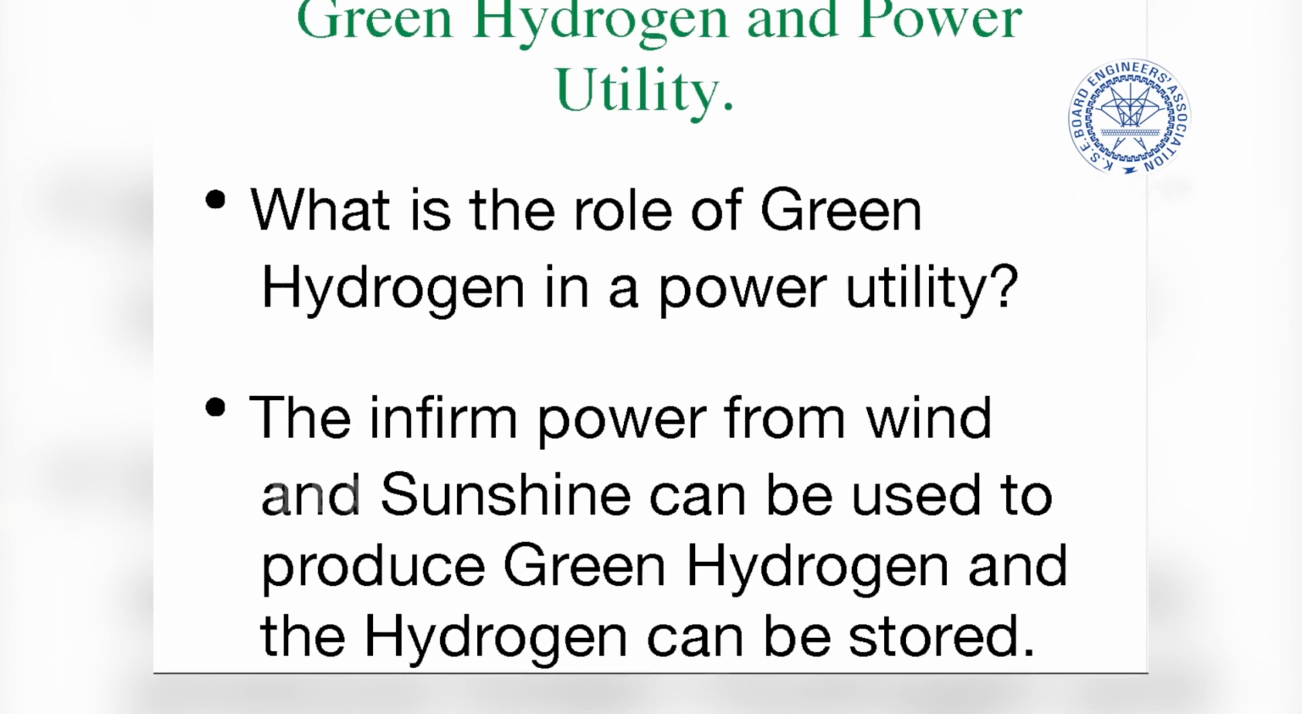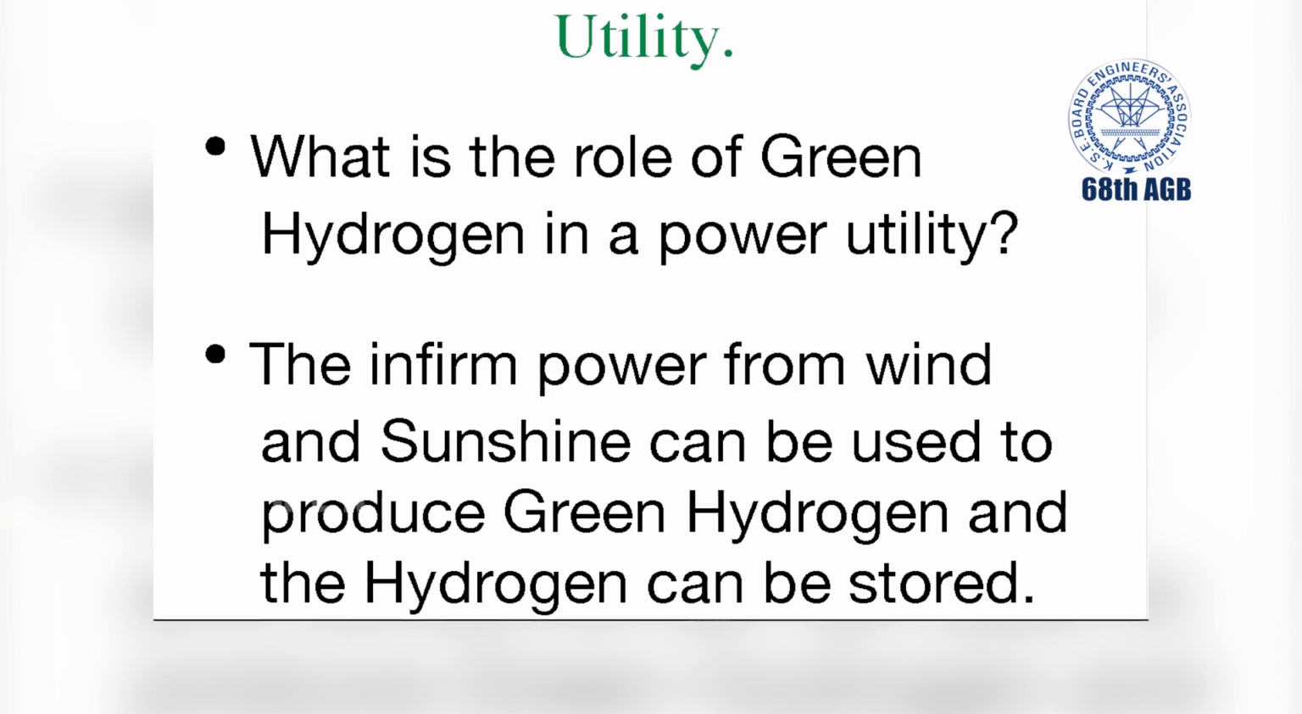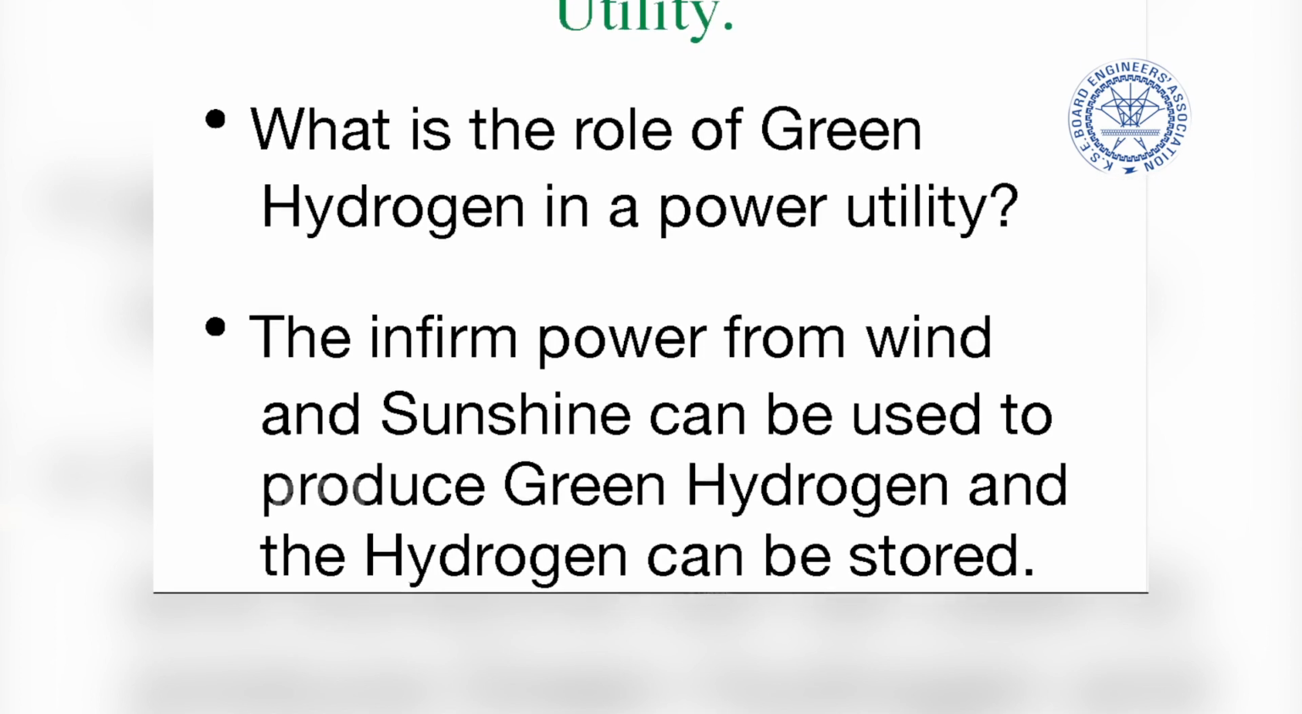The surplus power from wind and sunshine can be used to produce green hydrogen, and the hydrogen can be stored. This can be used to generate power when natural sources are not there. It can be an alternative for pumped storage schemes. Storage of power. The peak load demand can be managed using green hydrogen stored power generation.